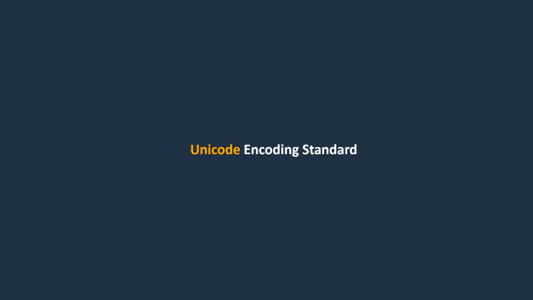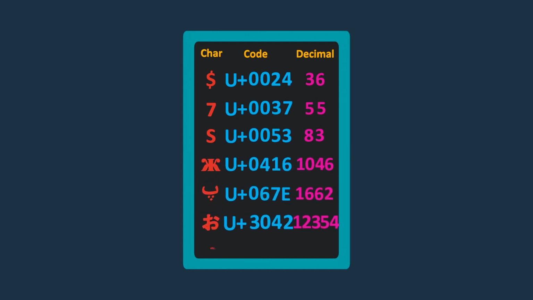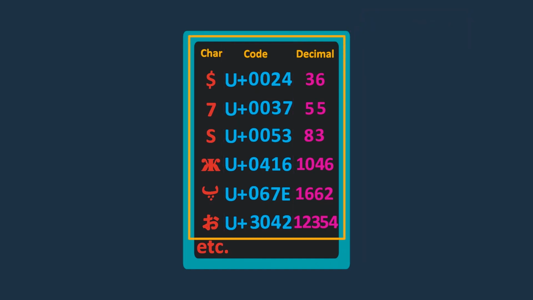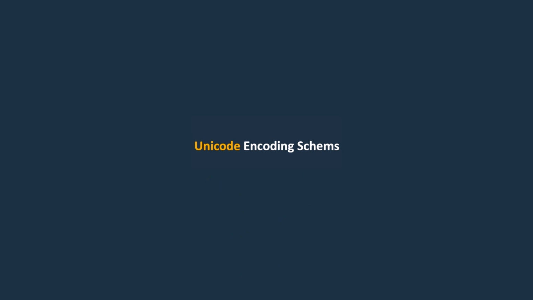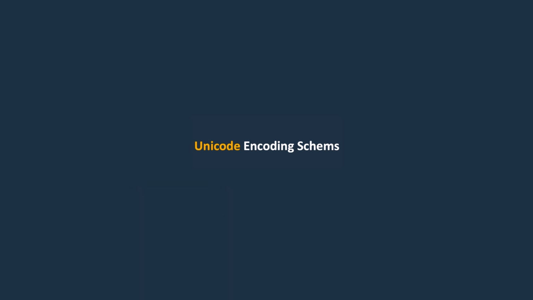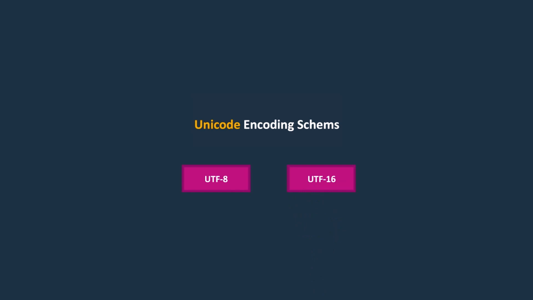Let's explore that next. Unicode is a character encoding standard that assigns a unique number called a code point to each character in a wide range of scripts and languages. These are some unique code points that represent their corresponding character. Unicode provides some encoding schemes that allow different systems to store, process, and display textual data in a consistent way. There are several popular encoding schemes used to represent Unicode characters in binary format, including UTF-8 and UTF-16.